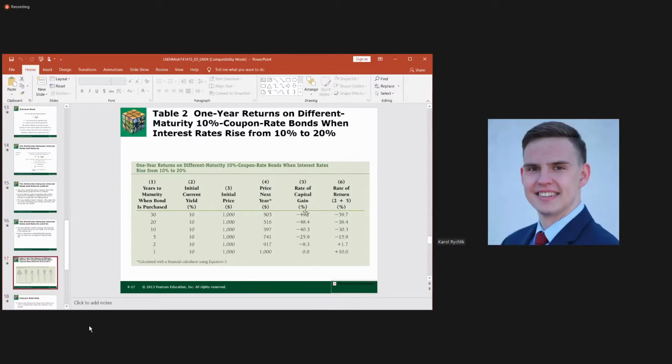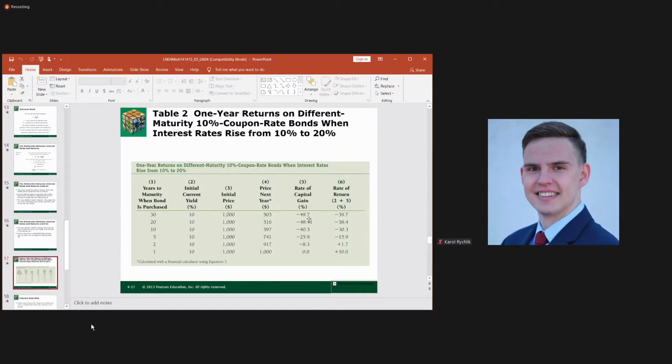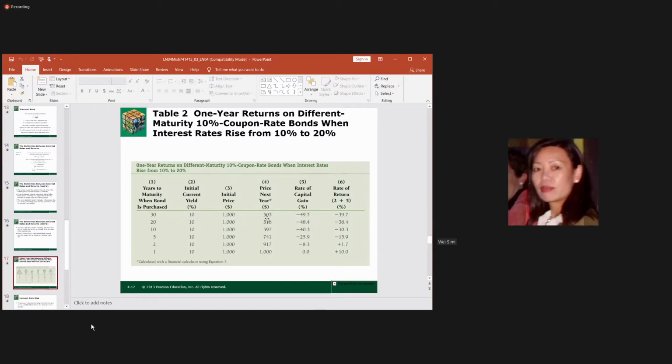How do we calculate capital gain or loss? In the case of the 30-year, it's 503 minus 1,000, divided by 1,000, because 1,000 is what you paid. So you get minus 49.7%. That means you had 1,000 in the beginning, at par. After 1 year, due to interest going up, they all go down. Who loses the most, the long-term bond or the short-term bond?